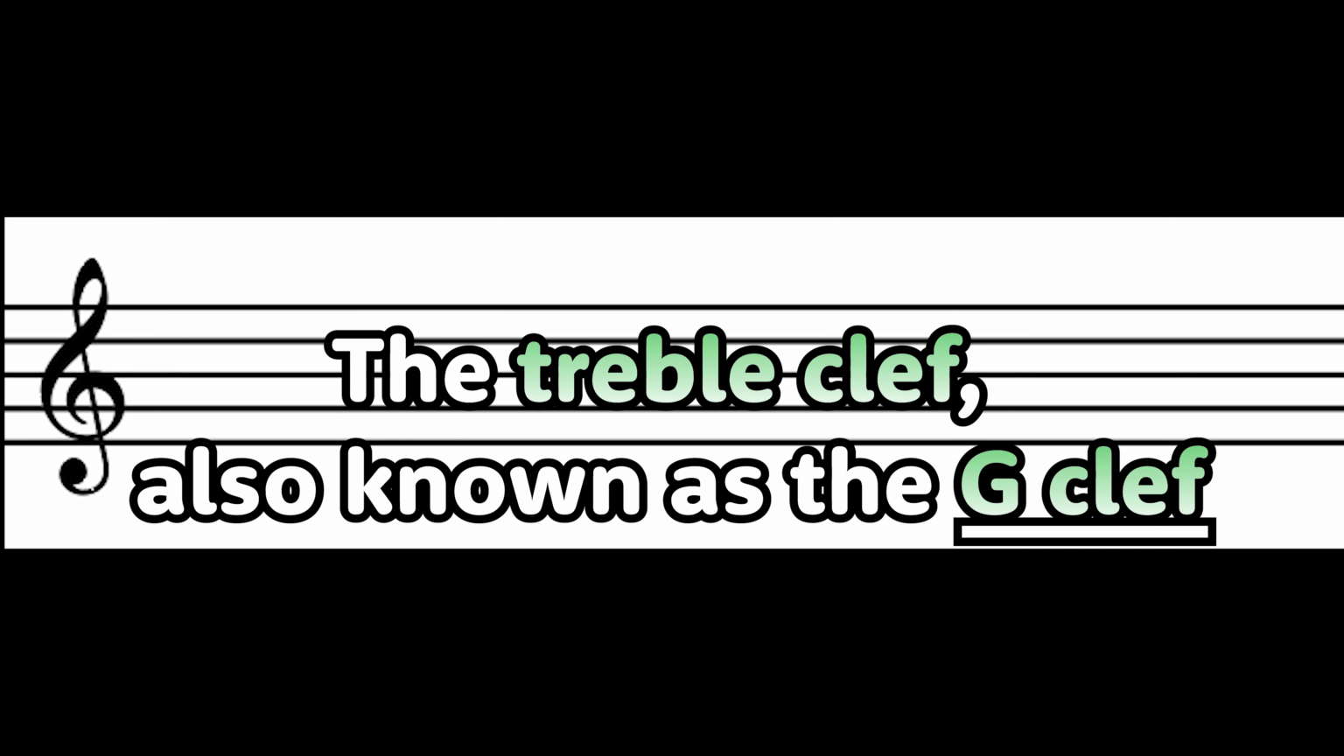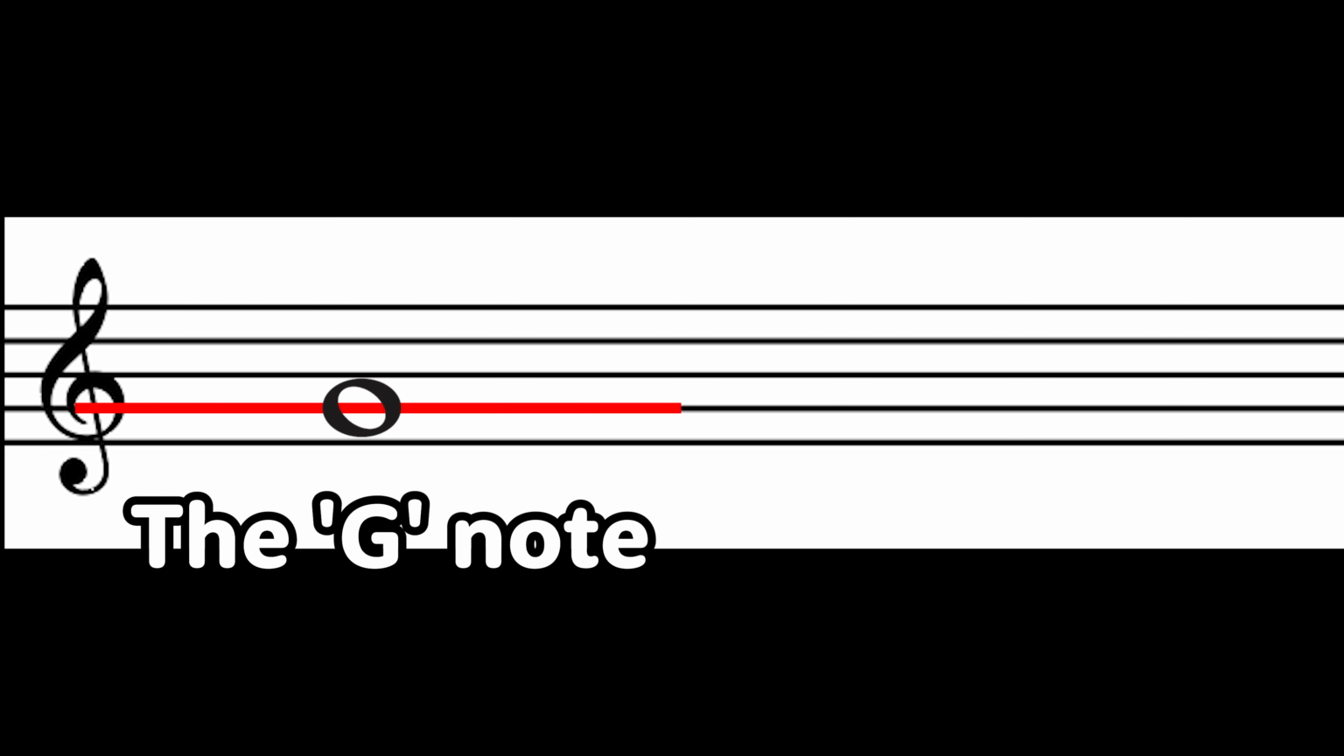Originally, it was part of a group of clefs known as the G clefs, named for their role in designating the placement of the note G on the staff. The treble clef, the G clef we are familiar with today, indicates that the note G is on the second line of the staff. Let's read the treble clef notes quickly using a mnemonic.